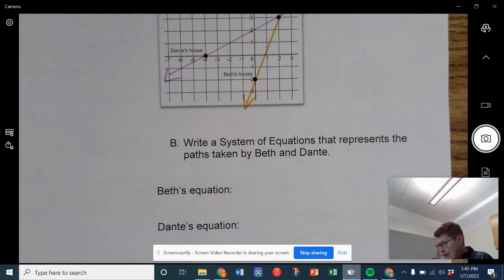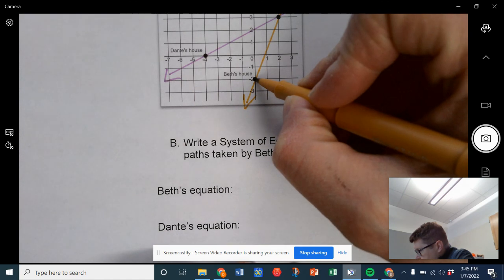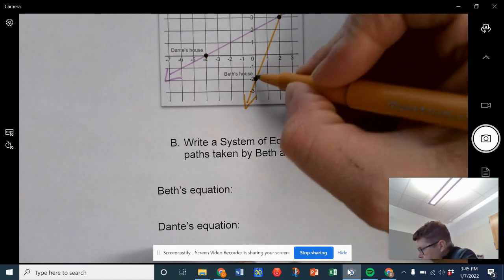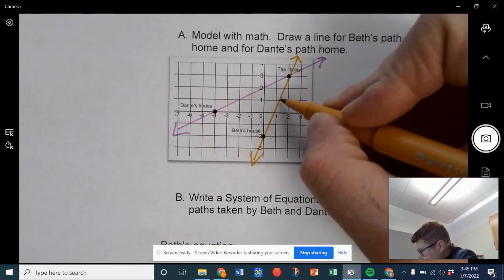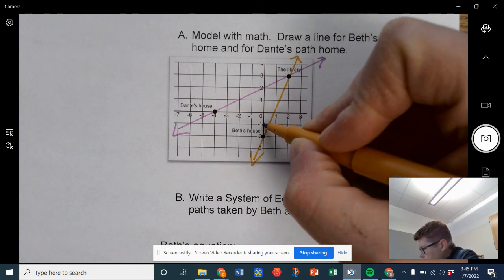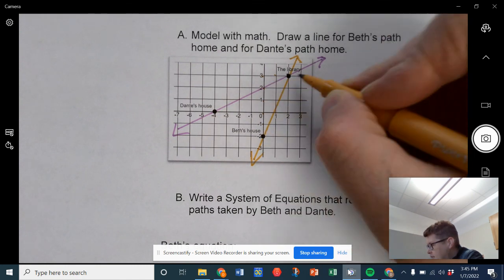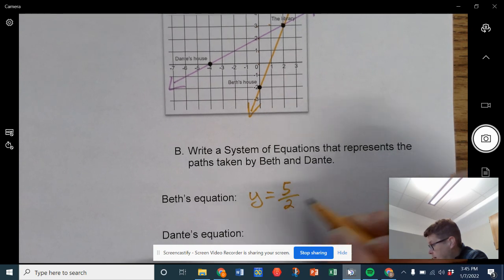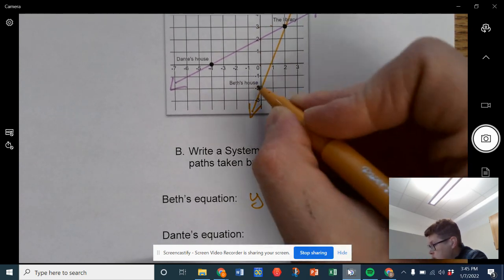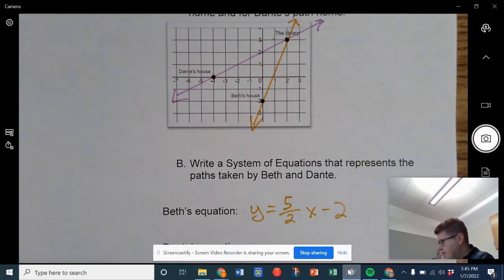So let's see. Beth's house is gold, so I'm going to use my gold marker. Her y-intercept is -2, and the slope is, let's see. I've got these two points on here. Those don't look like the actual two points we got, so I'm going to go up 1, 2, 3, 4, 5, and over by 2 to get the slope right there. So up 5 and over 2. That's our slope, and I'm just going to put it into the equation. So y equals 5/2 x minus 2, because the minus 2 is where it starts, or where it crosses the y-axis. So that's Beth's line.